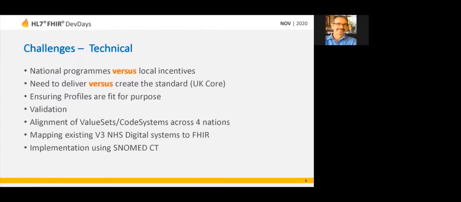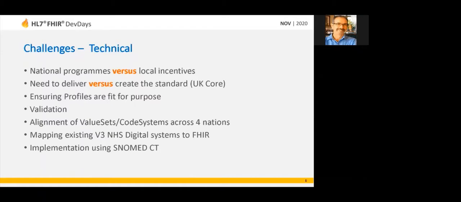Ensuring profiles are fit for purpose. Validation: how to use profiles that are fairly generic for validation without creating hundreds of profiles. Alignment of value set code systems across the 4 nations and also with the FHIR standard.